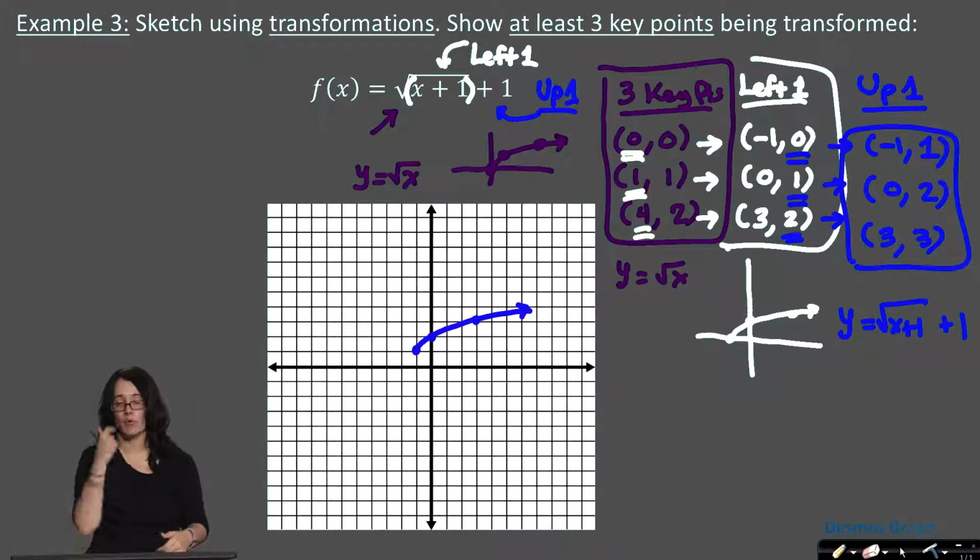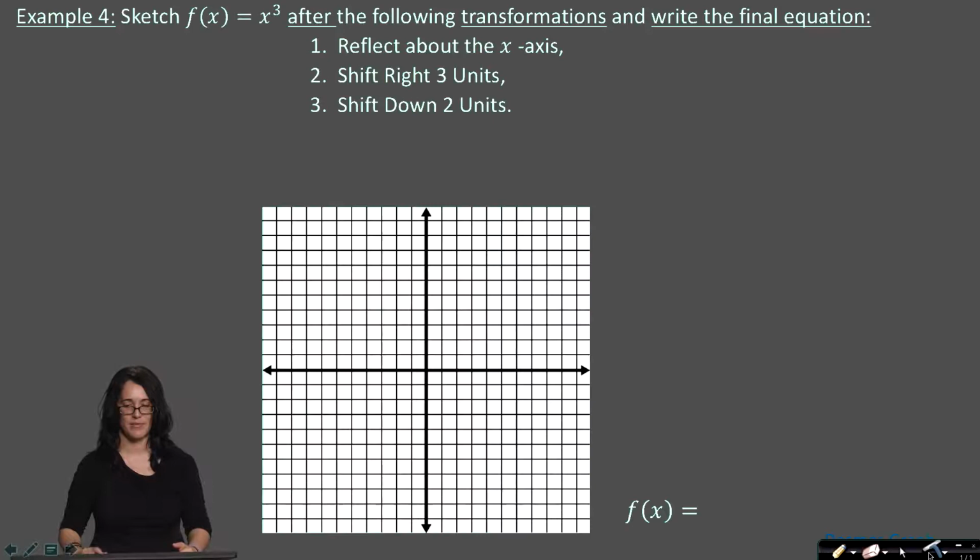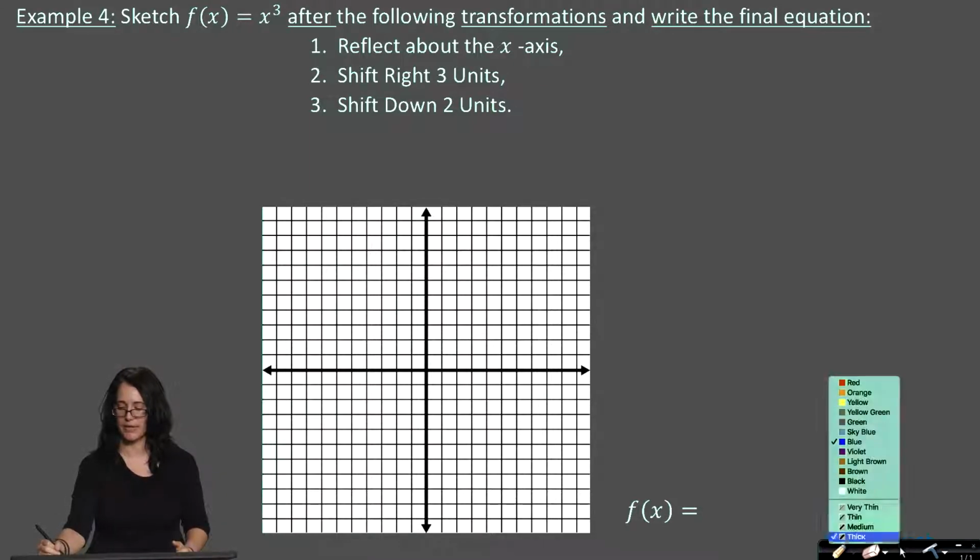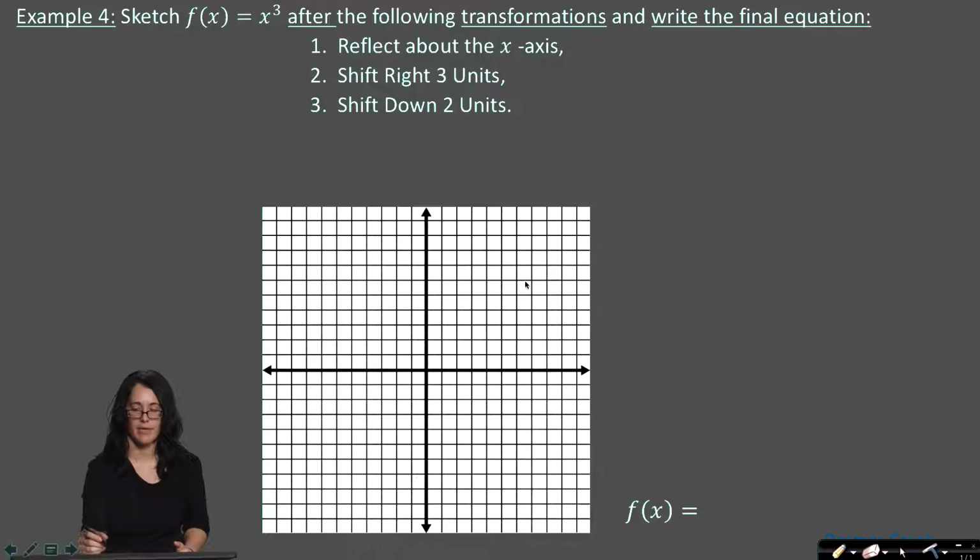Well, in the last example we're gonna look at now, instead of me giving you the equation, you're gonna come up with it. Let's take a look. There it is. It says, sketch y equals x cubed, but after you've done each of the following, and then tell me the final equation. So they're telling you where to begin, so that's nice of them. So we begin with y equals x to the third power.